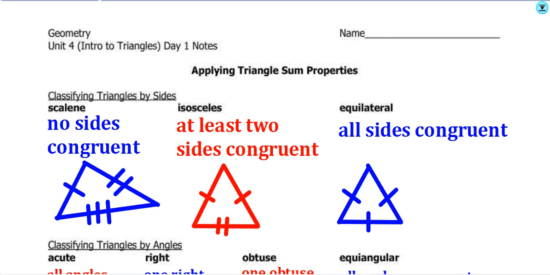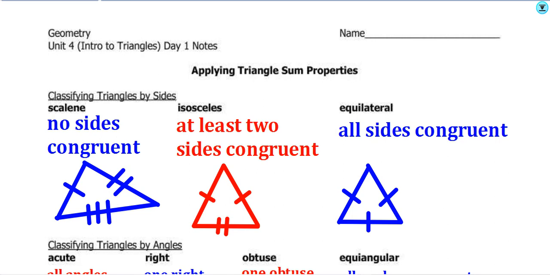Now, classifying triangles by the side lengths. You're going to look at how many congruent sides you have. If none of the sides are congruent, so all three of them are different lengths, you have a scalene triangle. If you have at least two sides that are congruent, then you have an isosceles triangle. And if all three sides of a triangle are congruent, you will have an equilateral triangle.